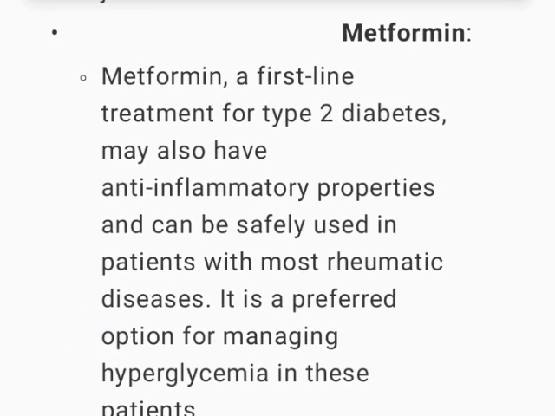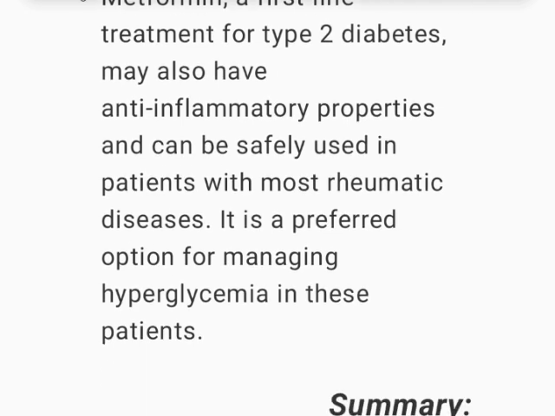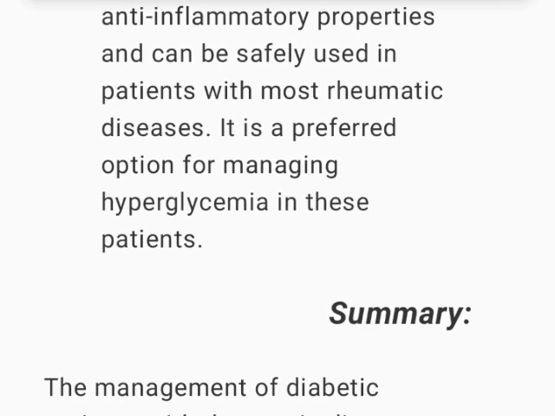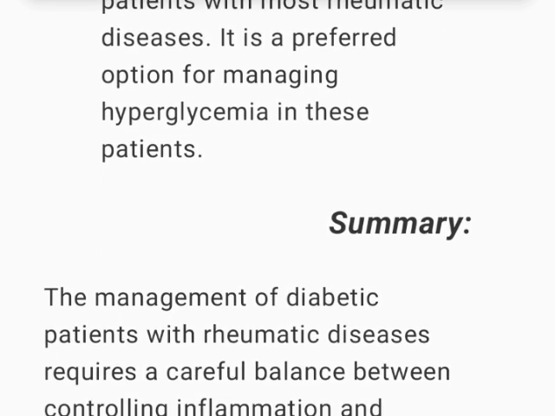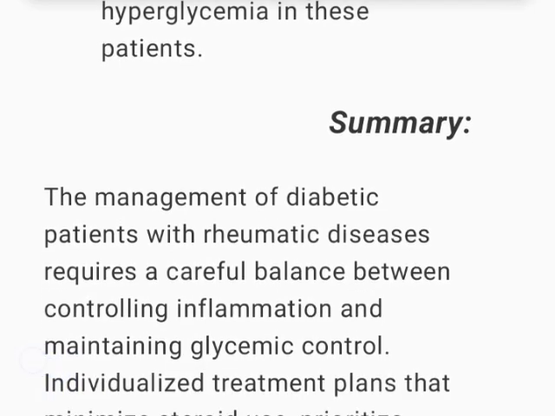Metformin. Metformin, a first-line treatment for type 2 diabetes, may also have anti-inflammatory properties and can be safely used in patients with most rheumatic diseases. It is a preferred option for managing hyperglycemia in these patients.